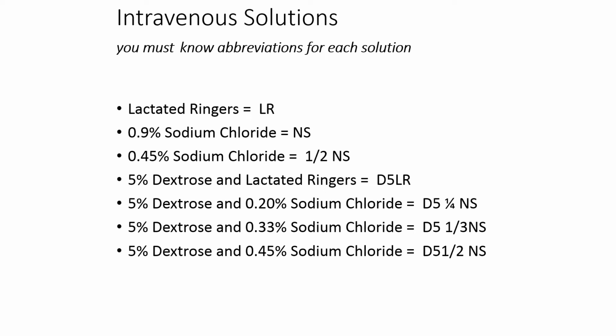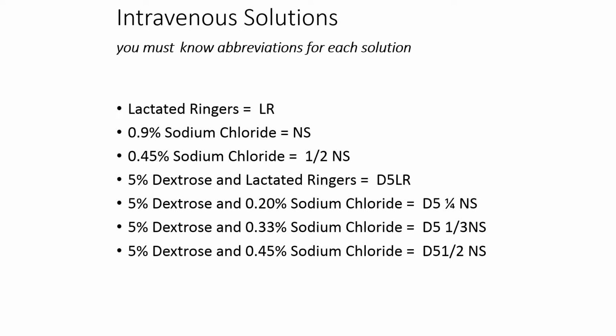In the electrolyte lecture, you will discuss why certain fluids will be used depending on the patient's condition. You must know the abbreviations for each of these solutions. So the first one we see is lactated Ringer's. This is referred to as LR. 0.9% sodium chloride is NS. 0.45% sodium chloride is half NS, or half normal saline.